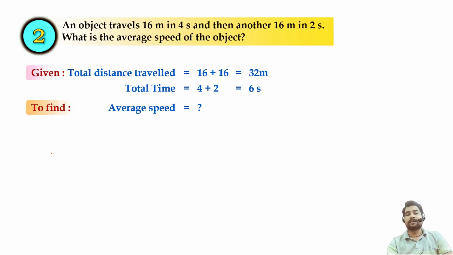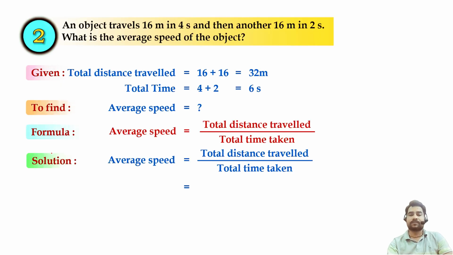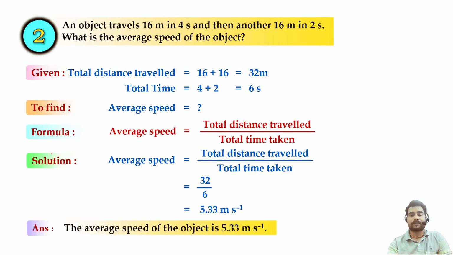Now, the average speed formula is total distance divided by total time. So, in this case, total distance divided by total time: 32 divided by 6, 5.33 meter per second. So, that would be the answer. Next.